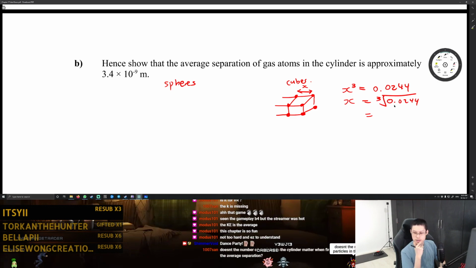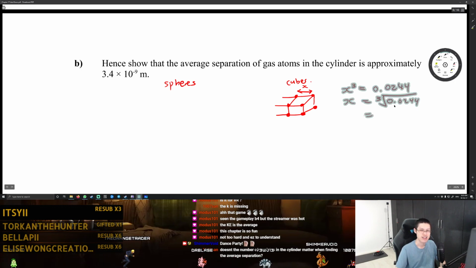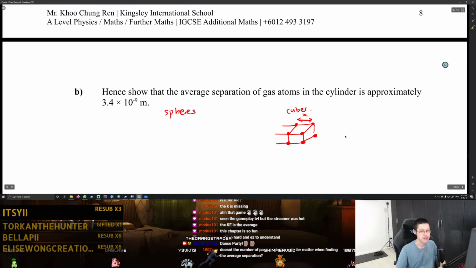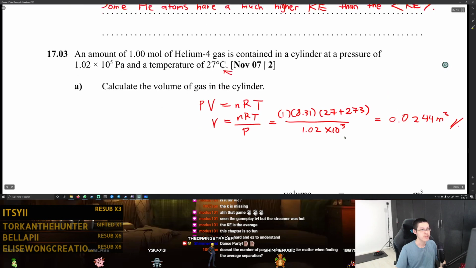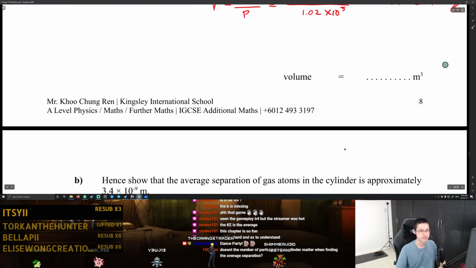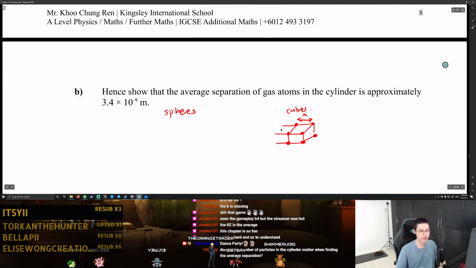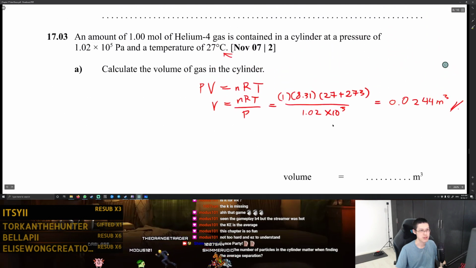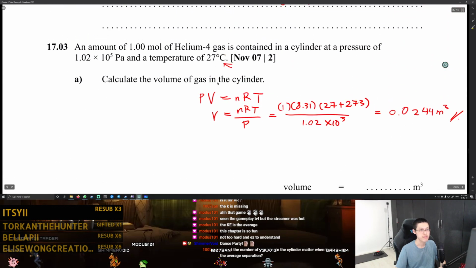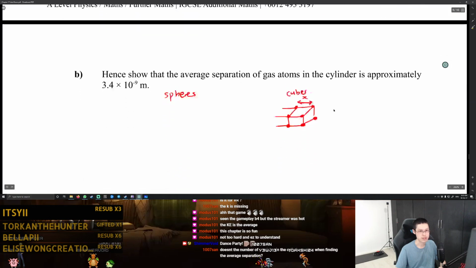Is it the number of particles in this? Oh yeah, you're right. I completely forgot about that. You are absolutely right. Because this volume actually represents the total volume of the gas, not the volume between 1, 2, 3, 4, 5, 6, 7, 8 particles. So let's work out the number of particles first. We have 1 mole of gas.